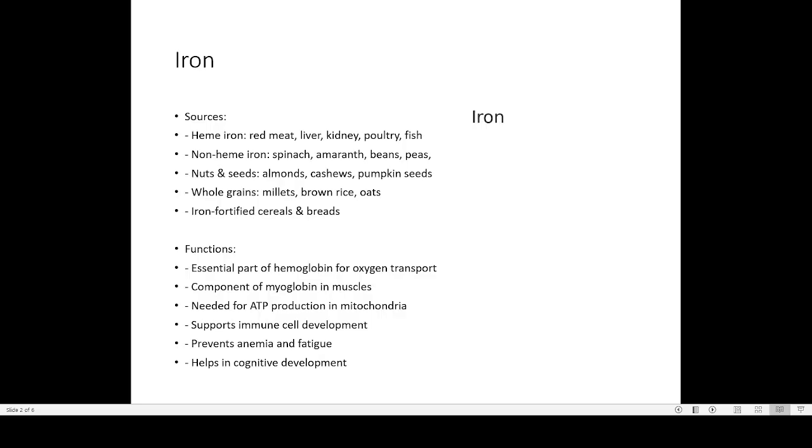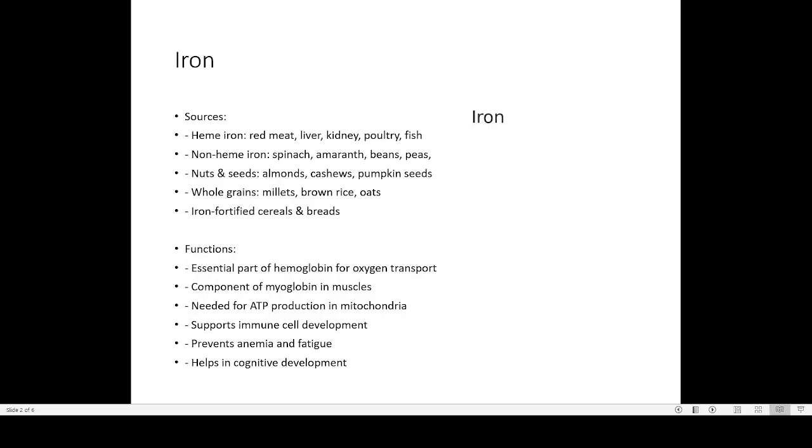As you can see, there are different categories of iron. One is heme iron, which we are mainly getting from red meat, then liver, kidney, poultry, fish. These are some. Heme iron means hemoglobin type of iron. That is the heme iron. Then there are other types, non-heme irons, which are not directly hemoglobin type.